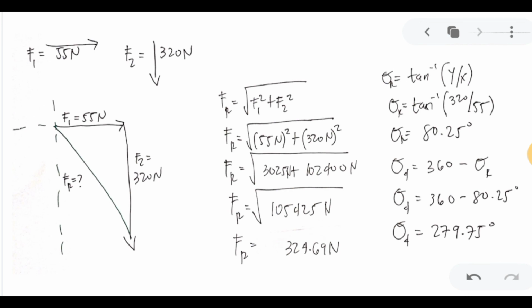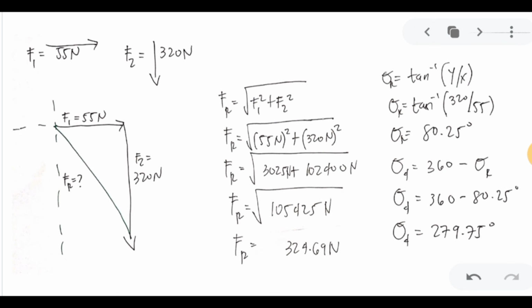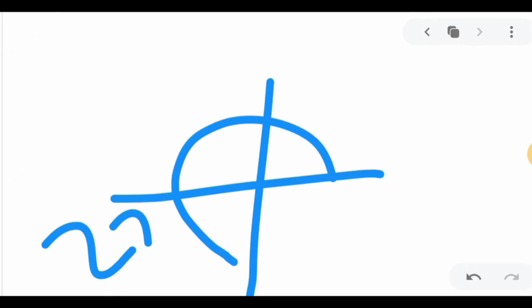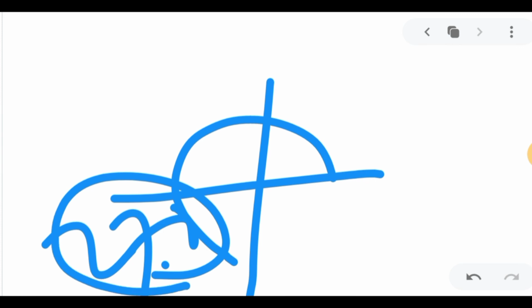279.75 degrees. If you will plot that on a Cartesian plane, up to the third quadrant, that is just 270. More than that already lies in the fourth quadrant, so that is 279.75. It's here. Okay, so that is all for solving vectors.